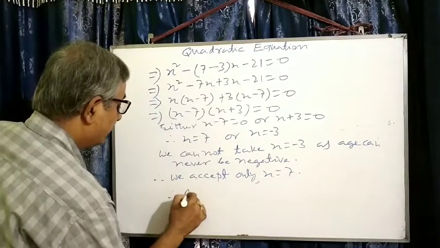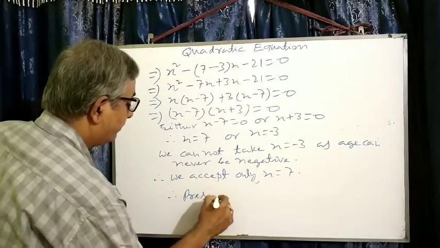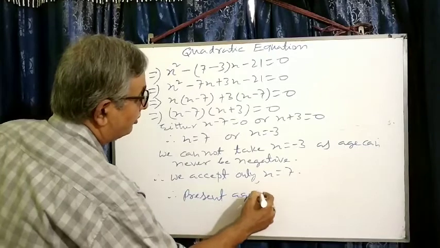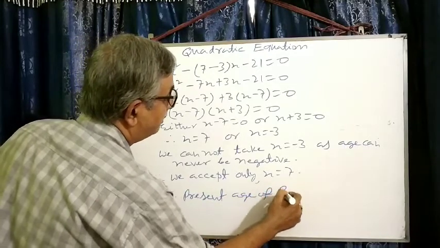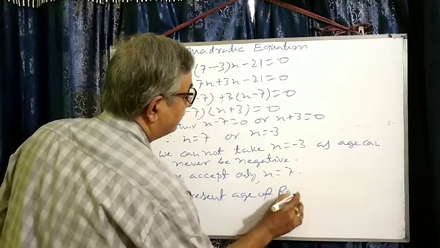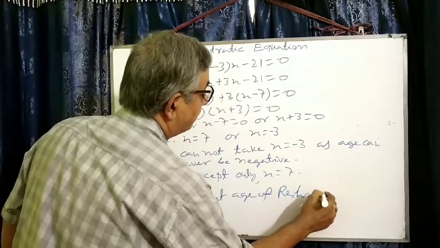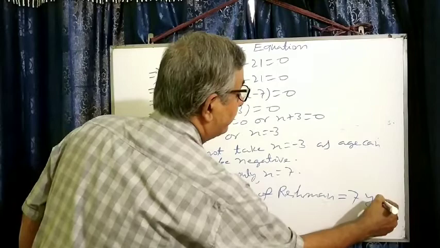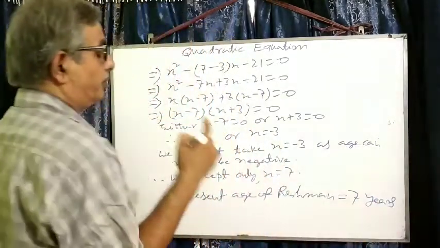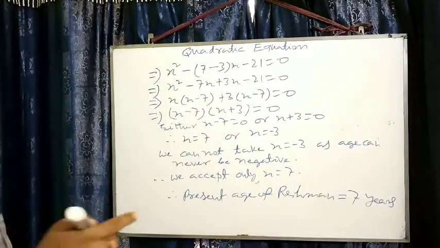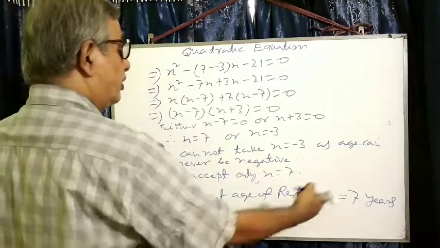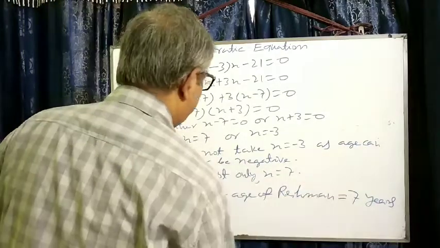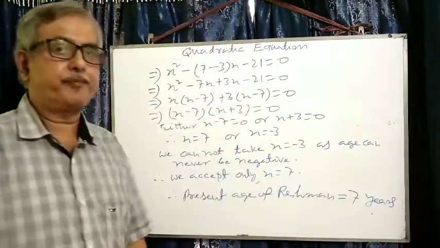Therefore, present age of Rahman is equal to 7 years, because Rahman's present age was x and instead of x you are getting 7, so Rahman's present age is what? 7 years. This is your answer.